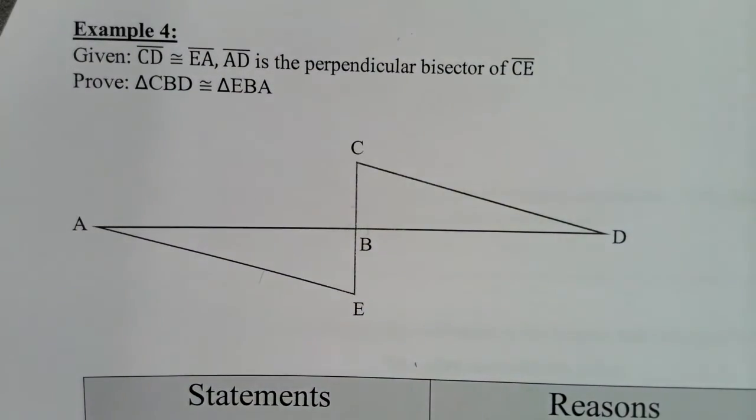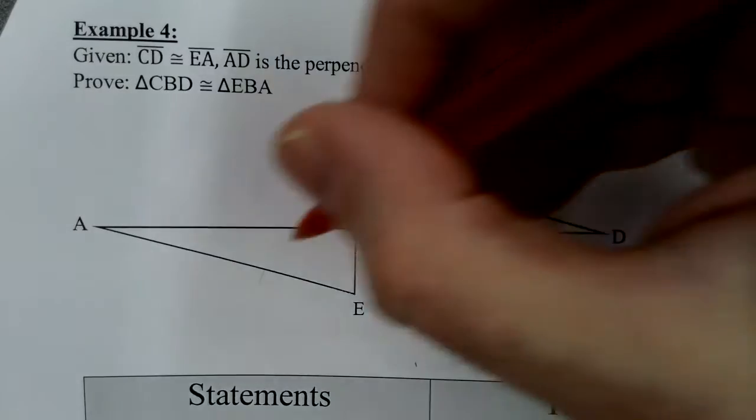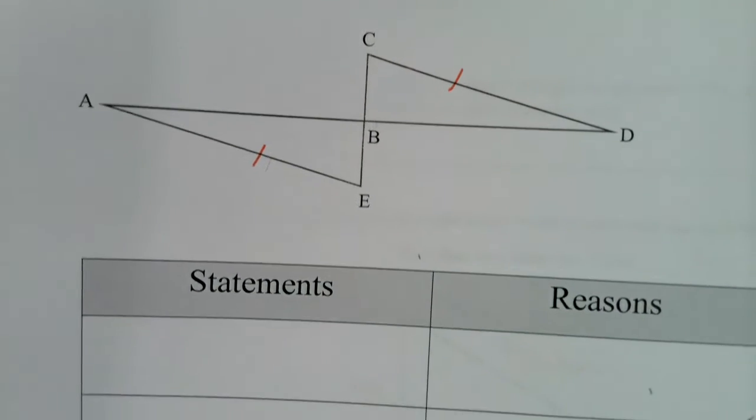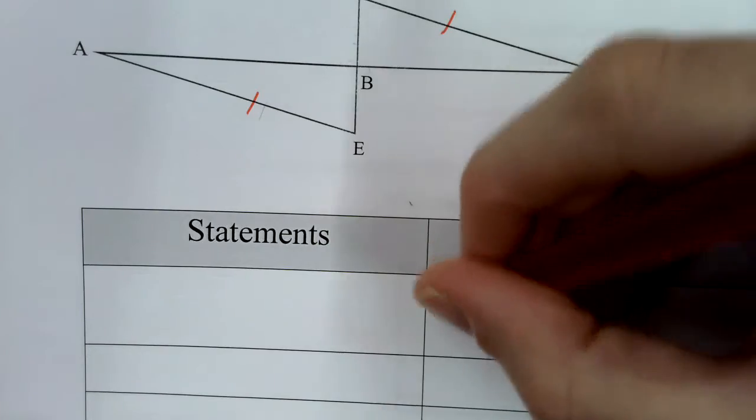All right, one more. CD is congruent to EA. Let's label that because it's not labeled. AD is the perpendicular bisector of CE. Those are my givens.